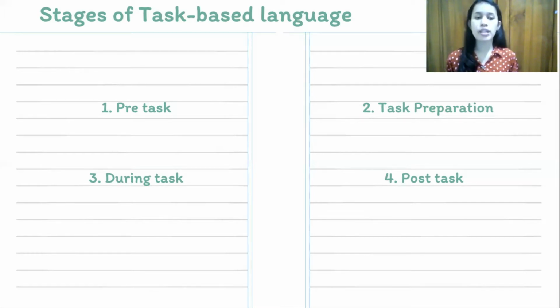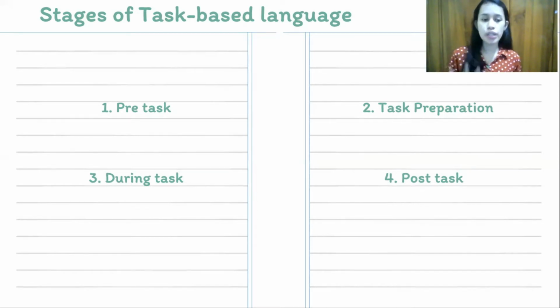And then the third stage of the TBL method is called the during task. After the teacher gives some instructions or guidelines in the task preparation before, the teacher will let students finish the task. The teacher lets students share, present, or report the tasks that they have done in the previous stage.